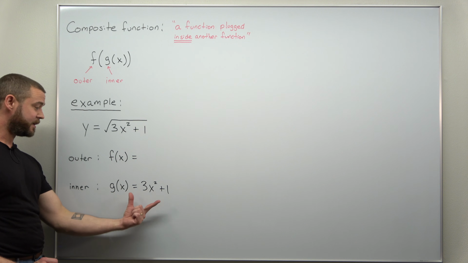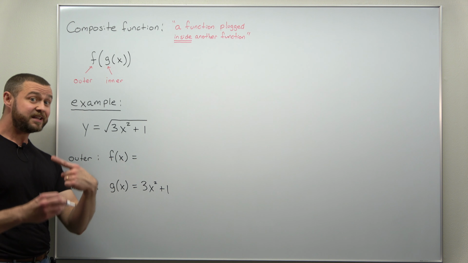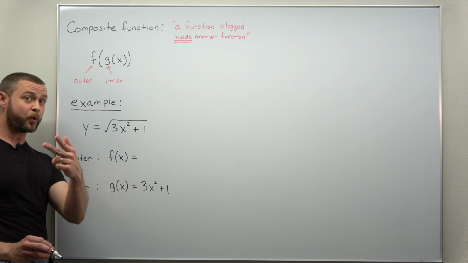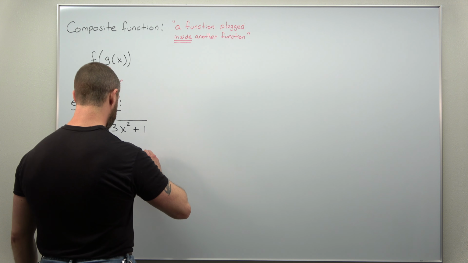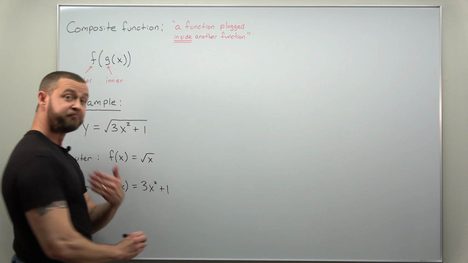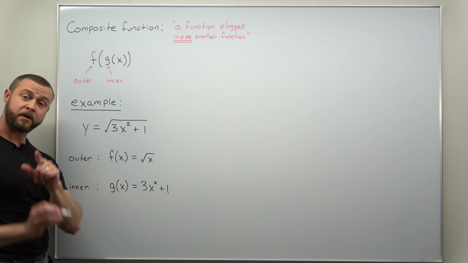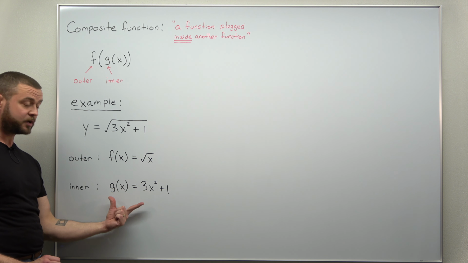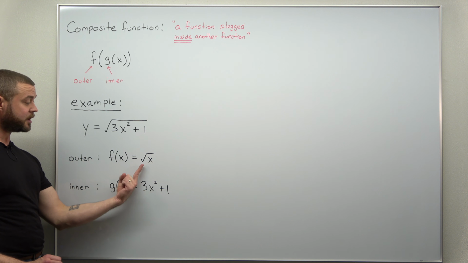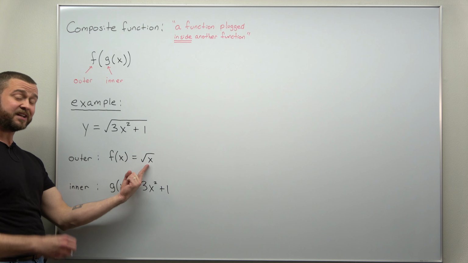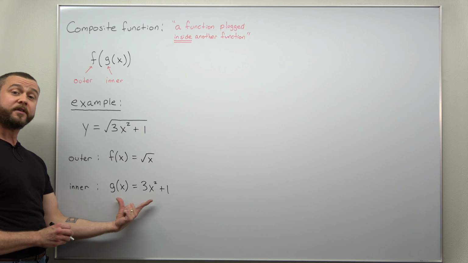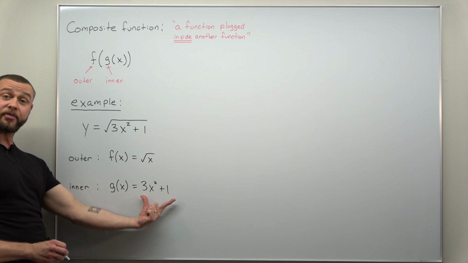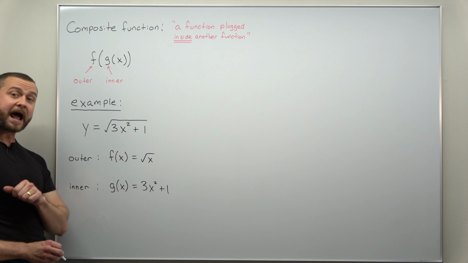Now, once you see that 3x squared plus 1 is inside of the square root, we're going to take our outer function to be the square root of x. Our outer function has to be a function of x. And there we go. Notice why this works if we take g of x and plug it into f. In other words, if we replace all x's in the outer function with g of x, we get our function. So replace x with 3x squared plus 1, we get our function.